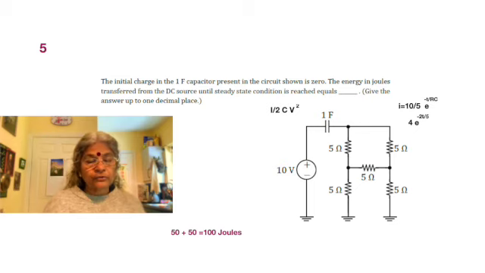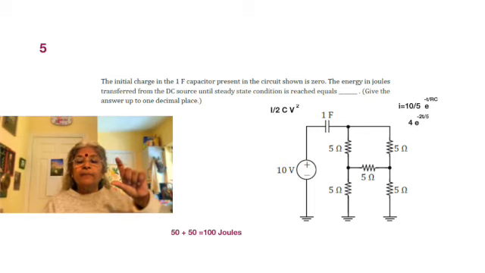Once current does not flow, there's no energy stored, until steady state conditions are reached. So steady state voltage is 10 volt across the capacitor, so it's half CV squared, that gives rise to 50 joules.